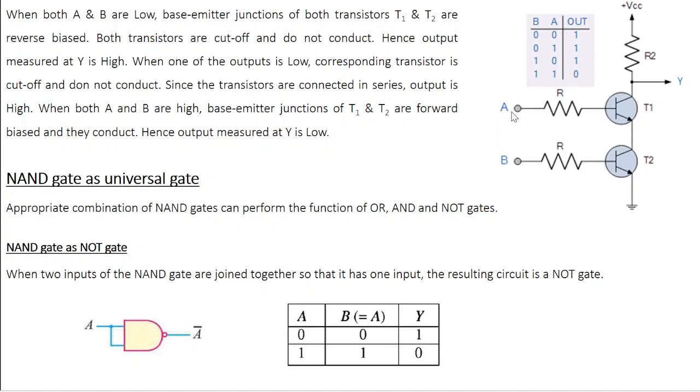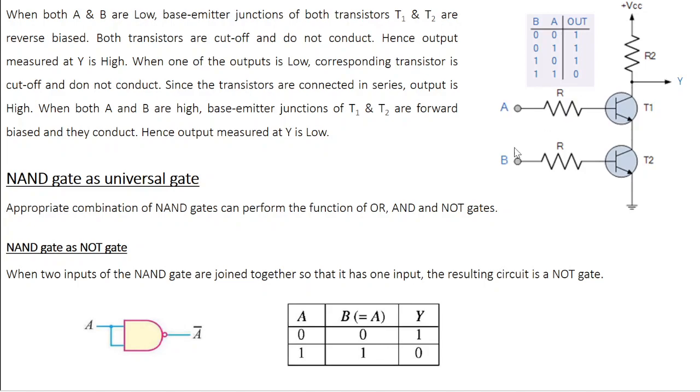Now if A is high and B is low, so A equal to 1, B equal to 0. Here T1 conducts, T2 doesn't conduct. But since these two are connected in series, if one of them does not conduct, then current cannot flow from this point to the ground. So all the current will flow to the point Y. Once again you get a high output at Y.